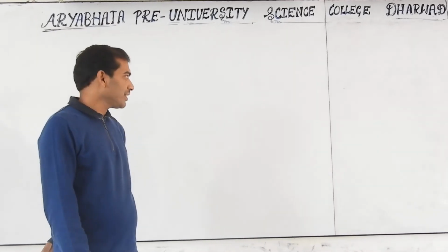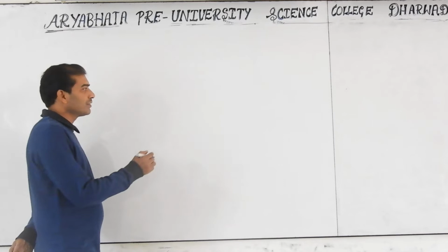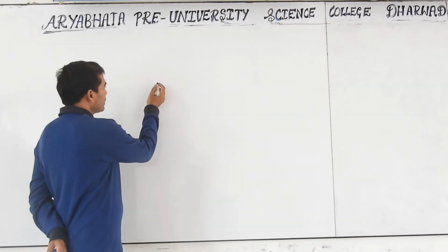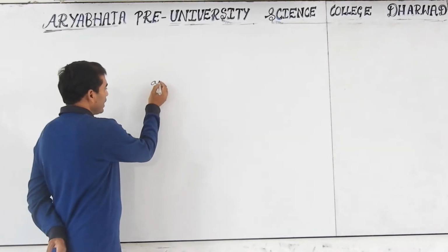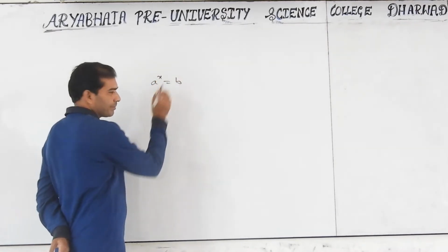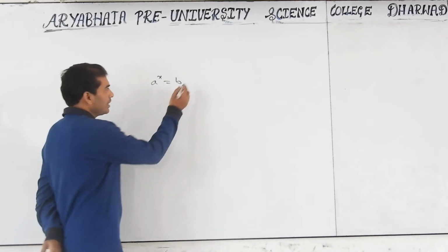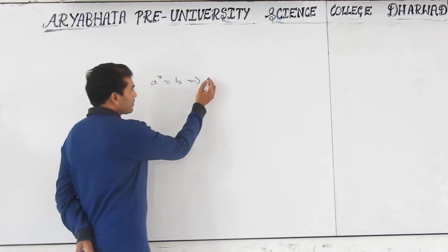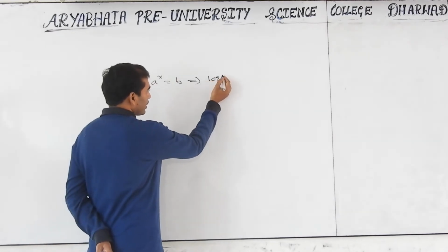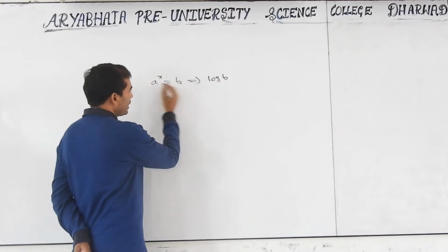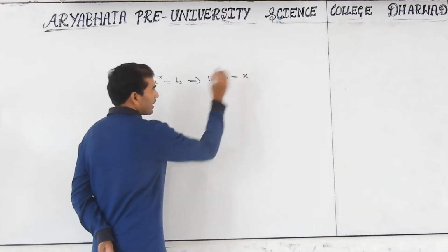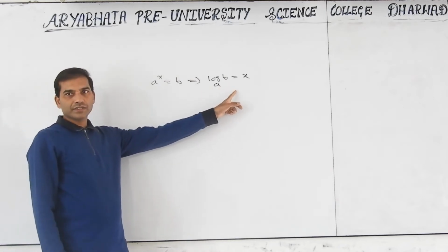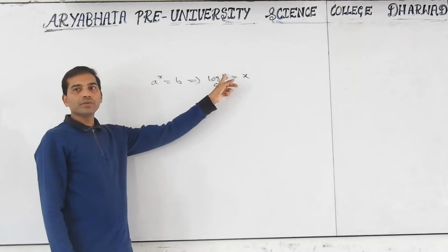Okay, yesterday in the previous class we discussed logarithm, the definition of logarithm. What is the definition of logarithm? If a raised to x equal to b, this is called exponential form, and we can express it in logarithm form as logarithm of b to the base a equal to x. Okay, a raised to x equal to b.